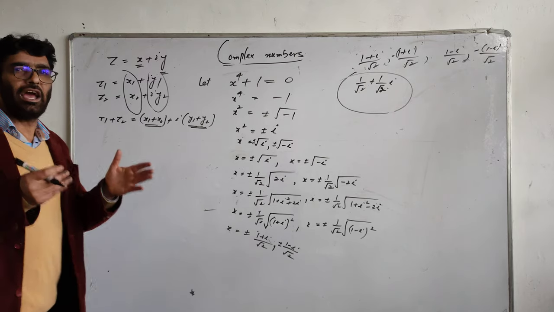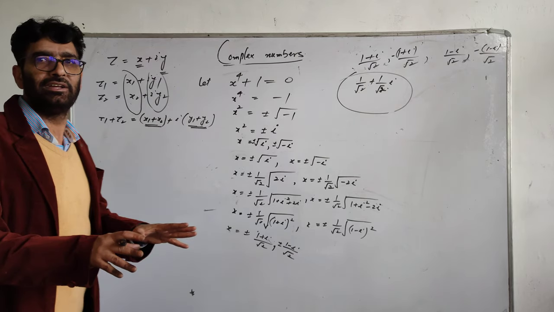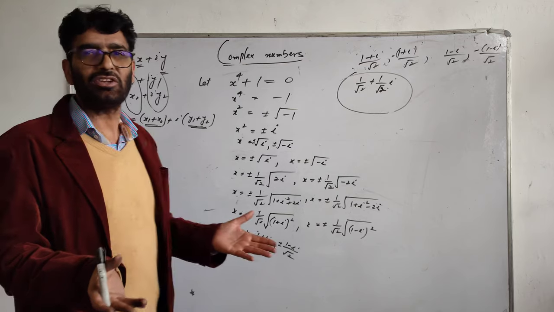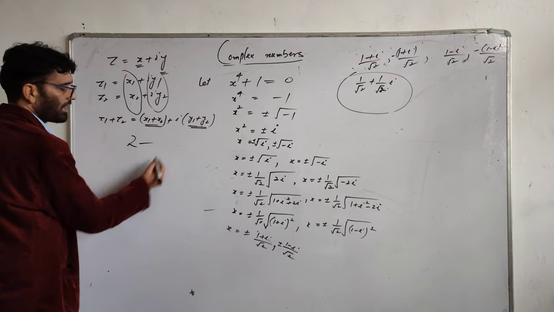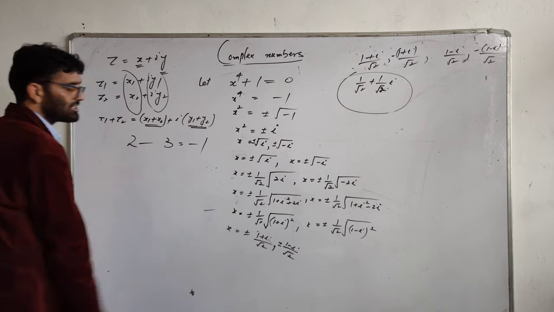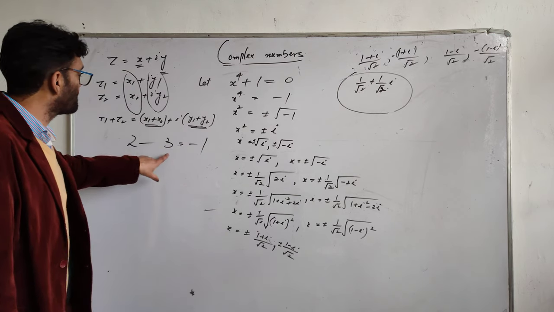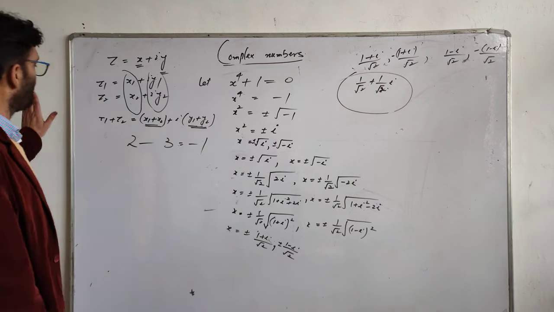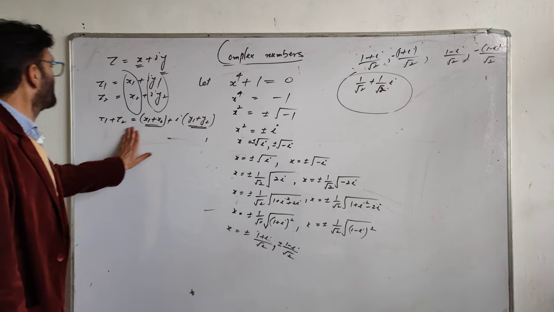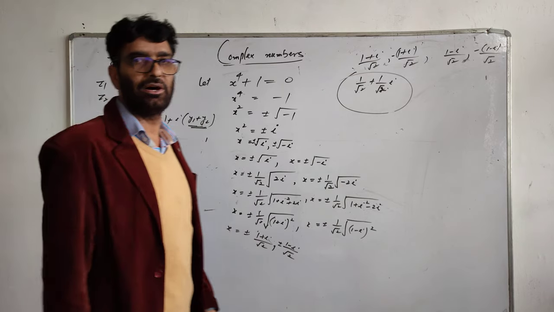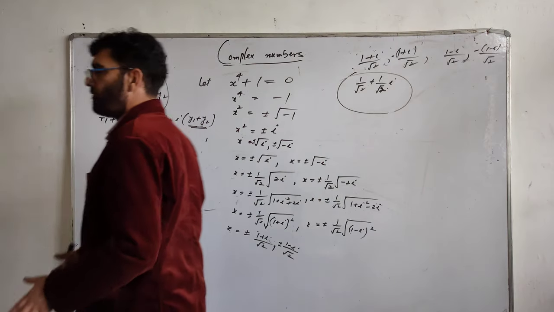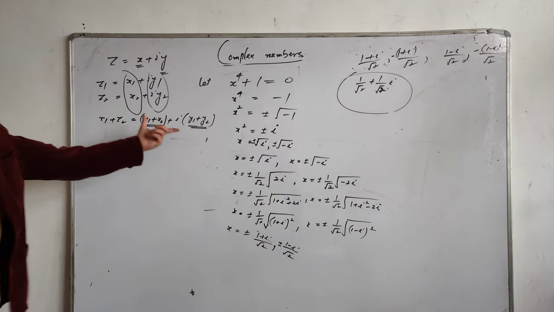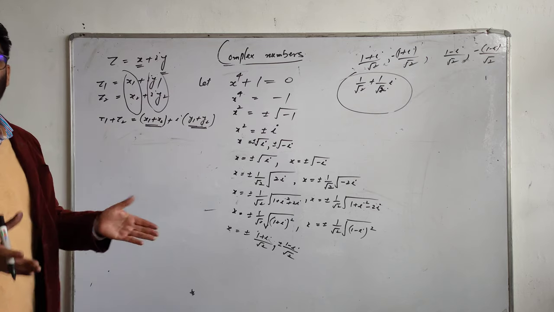Or if we subtract two natural numbers, the resultant is not always a natural number. For example, one natural number is 2. If we subtract 3 from it, we'll get minus 1. It is not a natural number. That means it doesn't follow the closure law. But here, if we add or subtract two complex numbers, it is once again a complex number of the same nature. That means it follows the closure law.